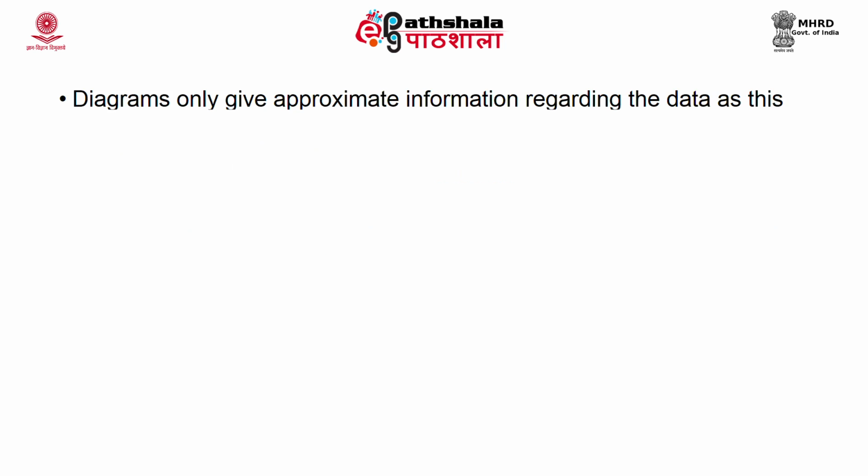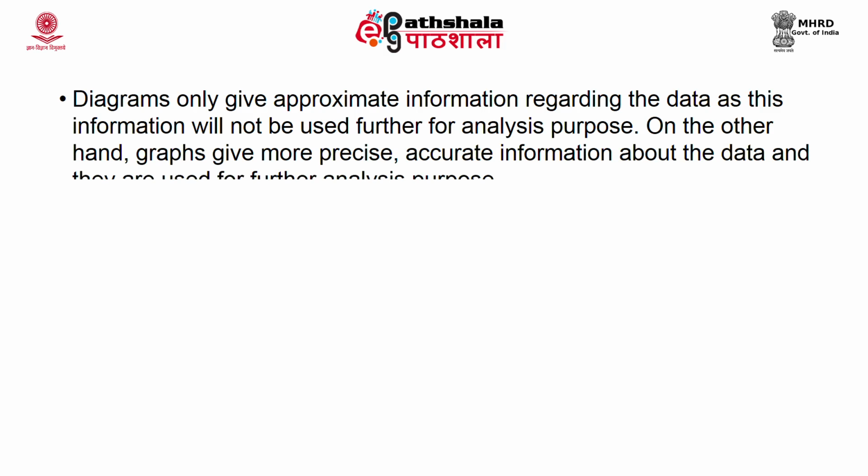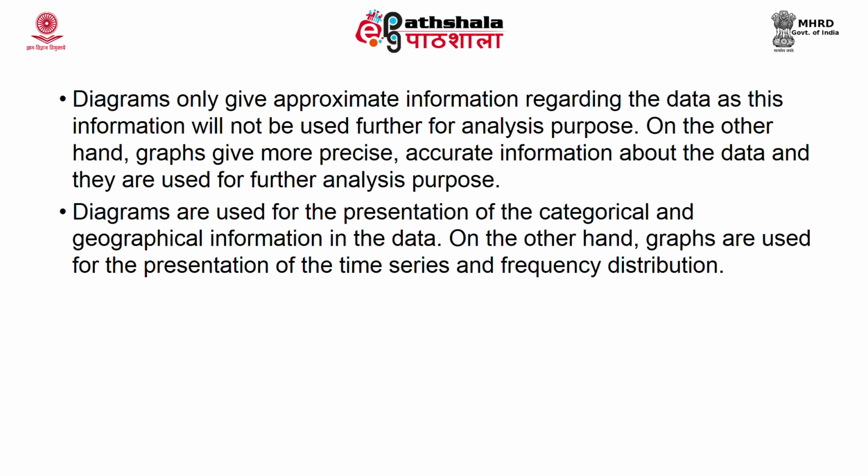Diagrams only give approximate information regarding the data, as this information will not be used further for analysis purpose. On the other hand, graphs give more precise, accurate information about the data, and they are used for further analysis purpose. Diagrams are used for the presentation of the categorical and geographical information in the data. On the other hand, graphs are used for the presentation of the time series and frequency distribution.